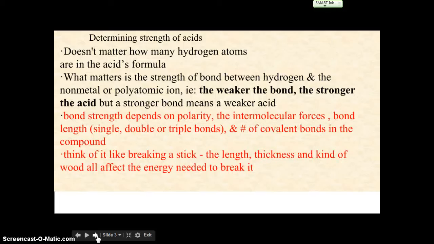So what determines bond strength? Things like polarity, the intermolecular forces, the bond length, and the number of covalent bonds. It's kind of like breaking a stick. The length, the thickness, and the kind of wood all affect how much energy it'll take to break that piece of wood.